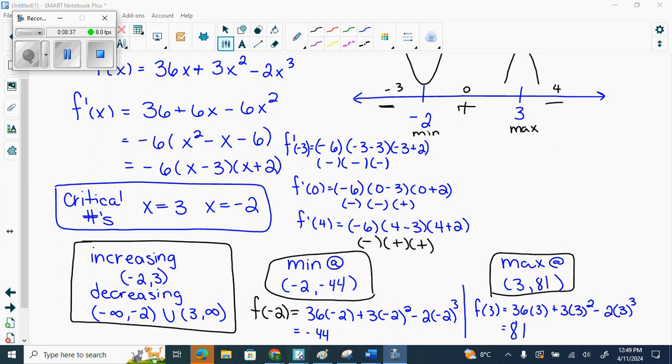Okay, second derivative test. The second derivative test is actually really fast to find max and min. So we had to actually find where it was increasing and decreasing in order to find if it was a max or min, correct? The second derivative test is actually a quick way.